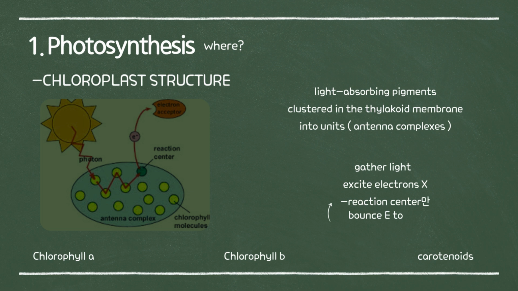Many light-absorbing pigments participate in photosynthesis. Some of the more important ones are chlorophyll A, chlorophyll B, and carotenoids. These pigments are clustered in the thylakoid membrane into units called antenna complexes. All of the pigments within a unit are able to gather light, but they're not able to excite electrons. Only one special molecule, located in the reaction center, is capable of transforming light energy to chemical energy. In other words, the other pigments, called antenna pigments, gather light and bounce energy to the reaction center.